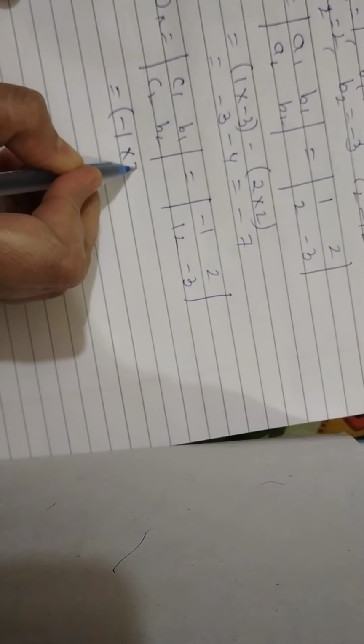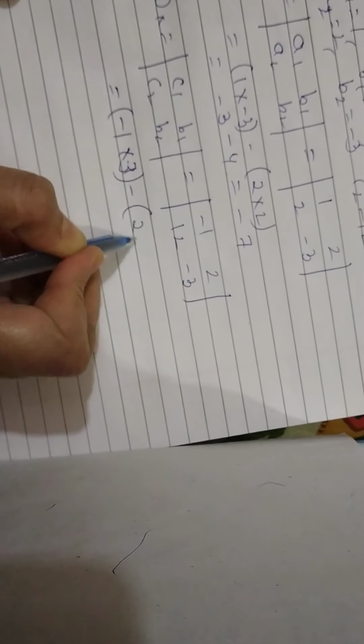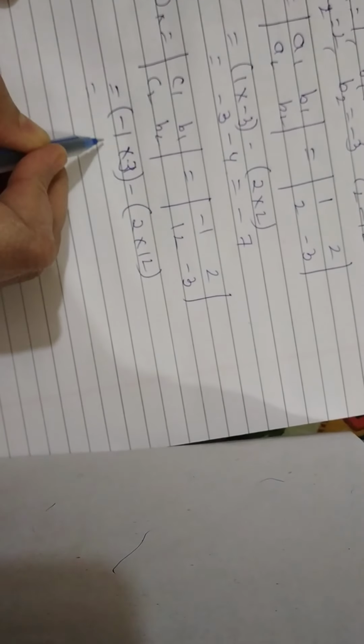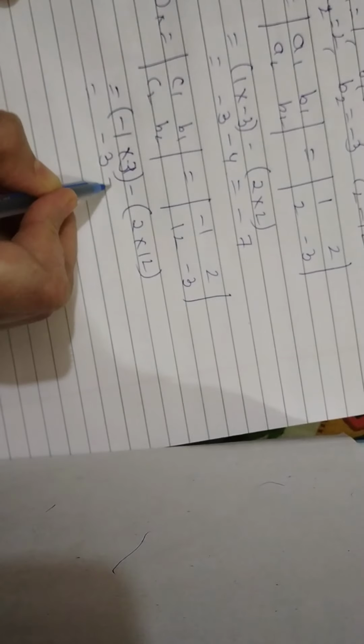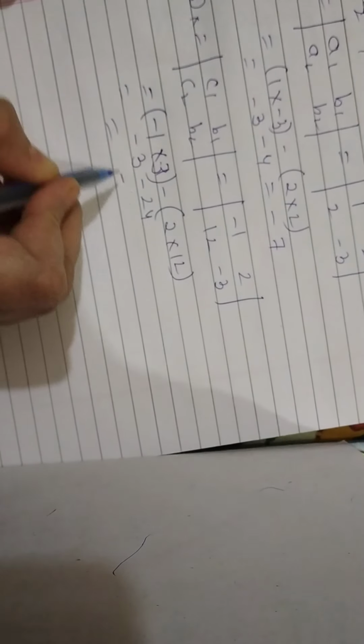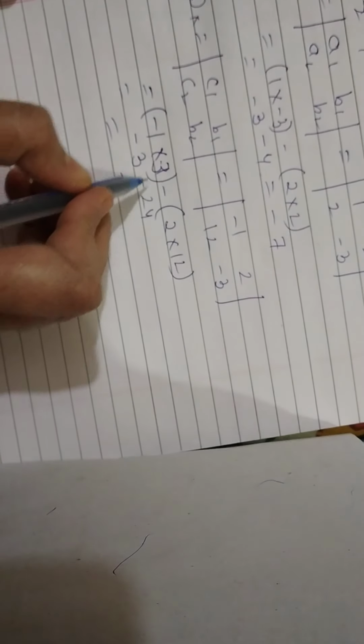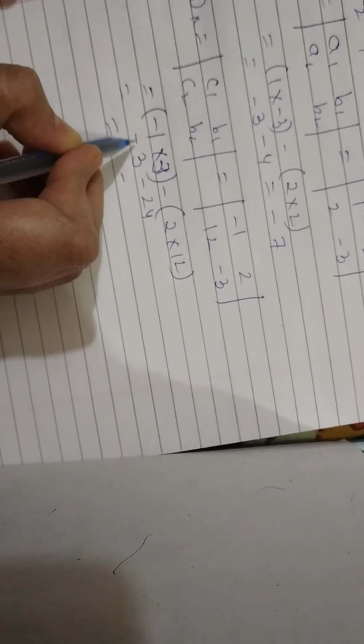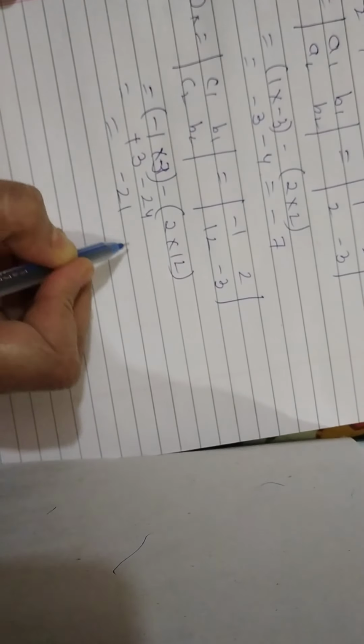Minus 1 into minus 3, minus 2 into 12. Minus 3 minus 24. This is minus 3 plus 3, minus 21.